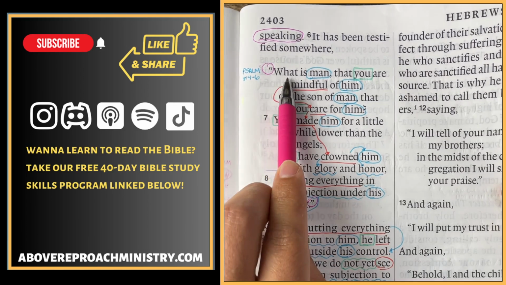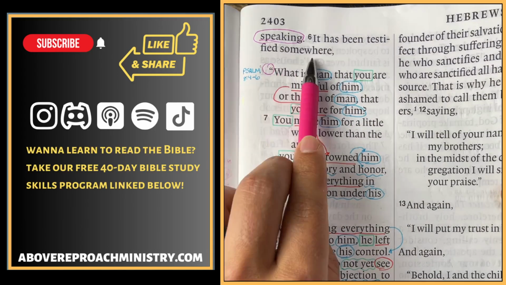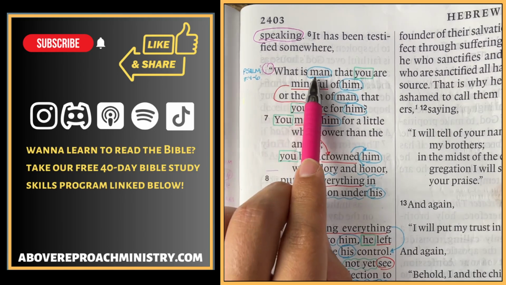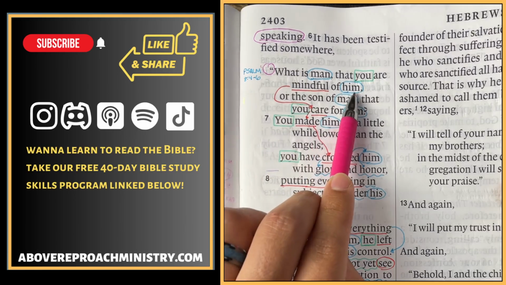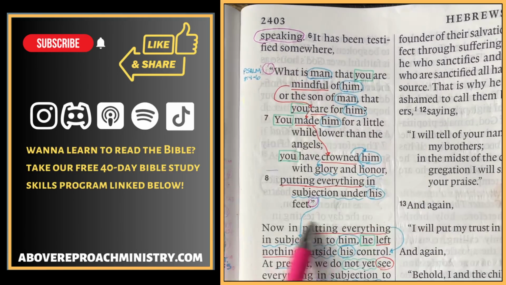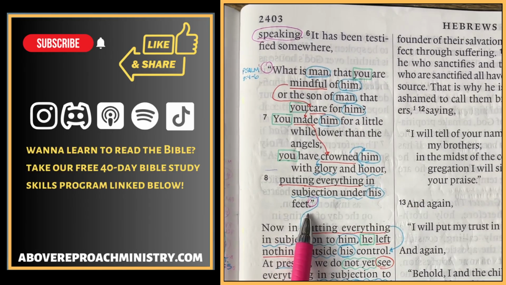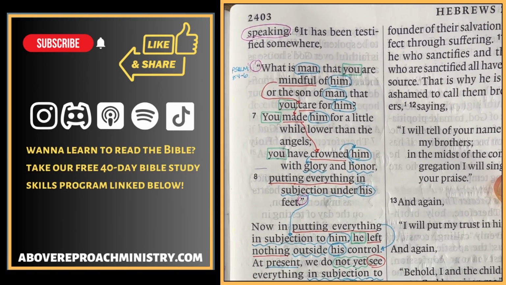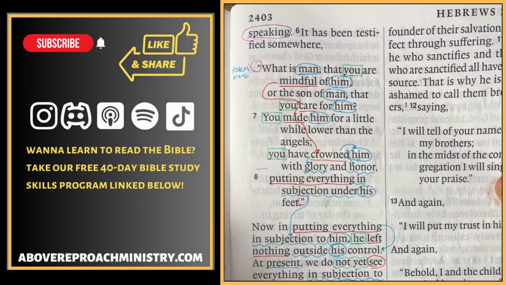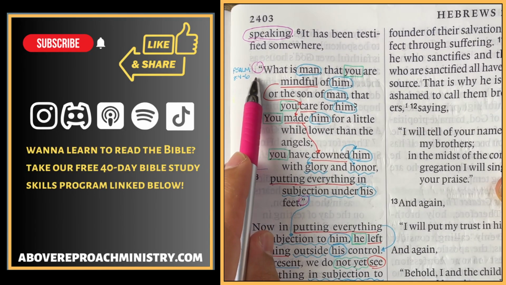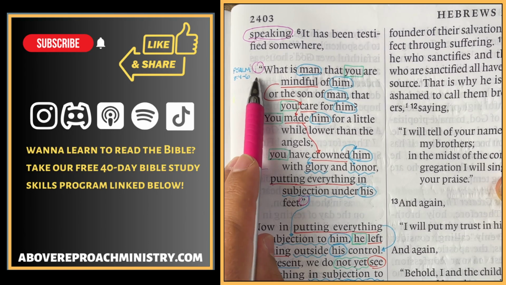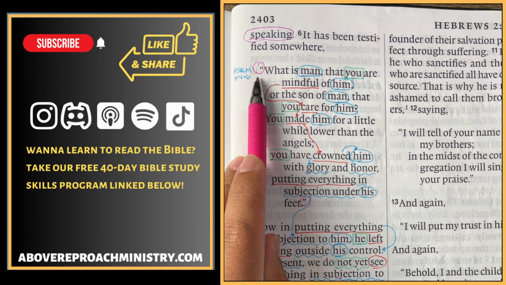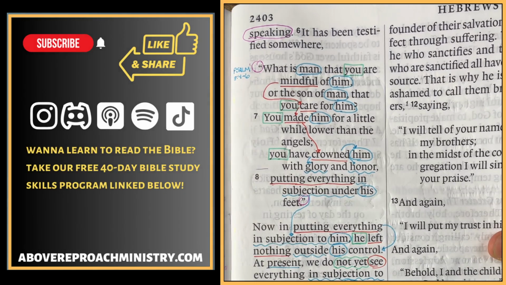Okay, so he's going to quote here, "It has been testified somewhere, 'What is man that you are mindful of him?'" Now, as we approach this quotation, it's helpful for you as a Bible student to think about the idea that preceded this quotation, right? So before he jumps into an Old Testament quotation, he made a point in verse 5. God didn't subject future world to angels. God did not put angels in charge of the future new creation, right?